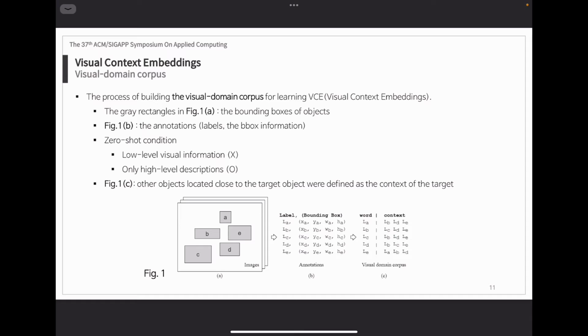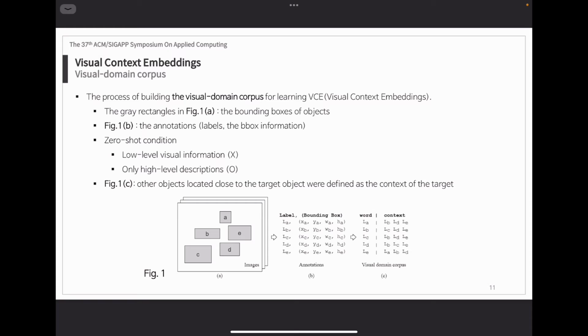Figure 1 indicates the process of building the visual domain corpus for learning visual context embeddings. To build the visual domain corpus, we first collected all annotations, including object labels and bounding box information, from an image dataset as shown in Figure 1. The gray rectangles in Figure 1a are the bounding boxes of objects appearing in an image. Figure 1b shows the annotations per image. In order not to violate the zero-shot condition, low-level visual data is not included in what we collected, but only high-level descriptions such as labels of objects and the bounding box information are included.